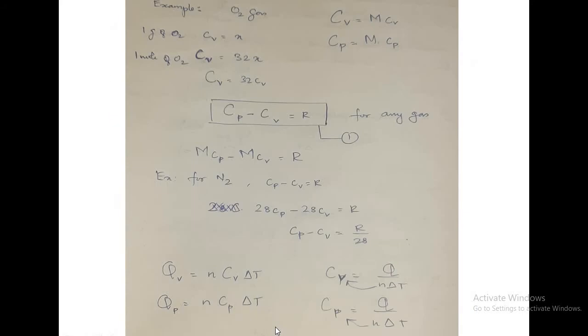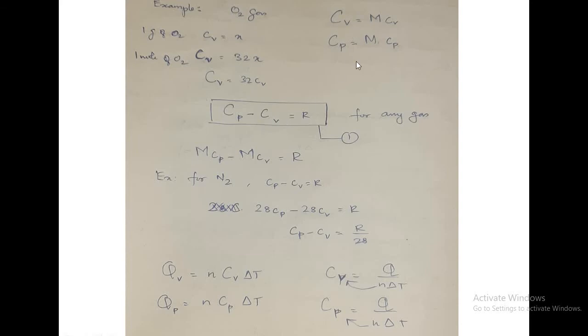So for oxygen gas, the atomic mass is 16. At the molecule level, you can write it as 32 Cv. Capital Cv is at the mass level, and here it is at the molecule level, 32 molecules.